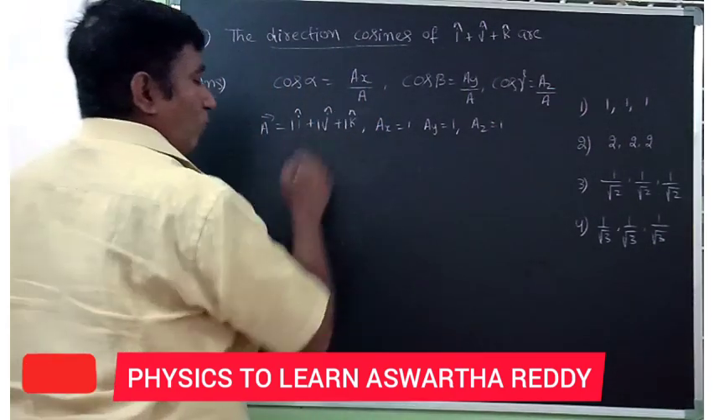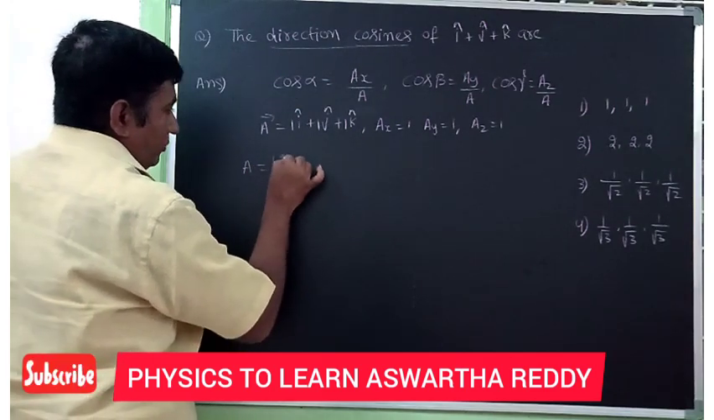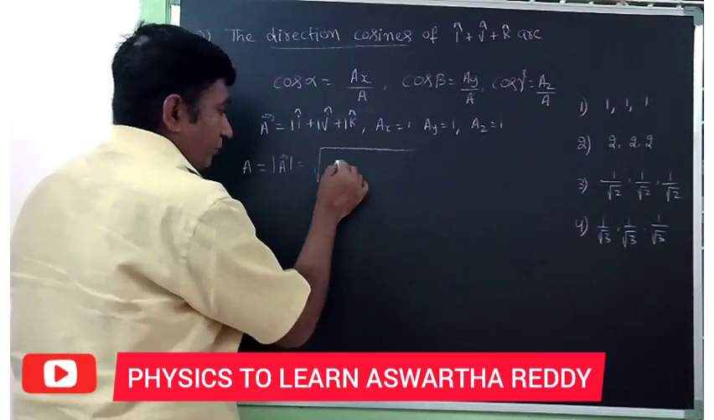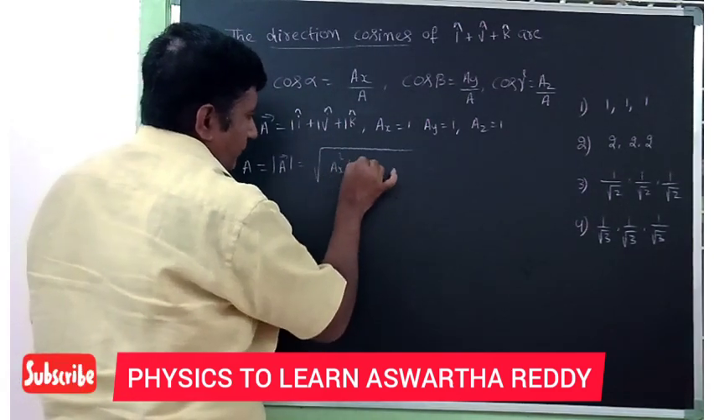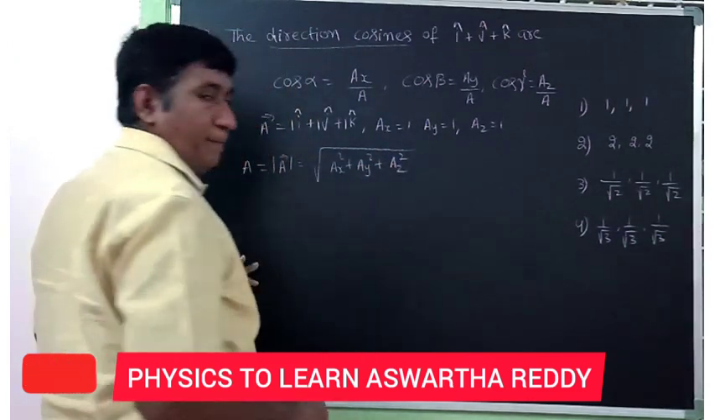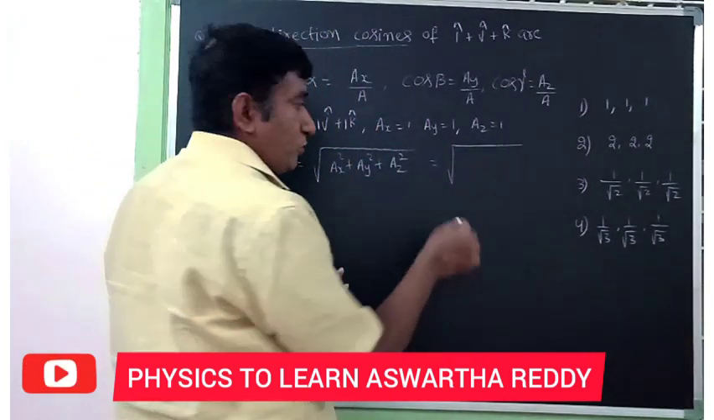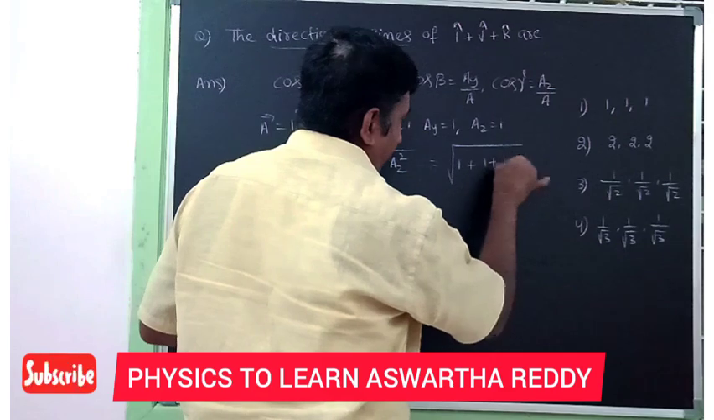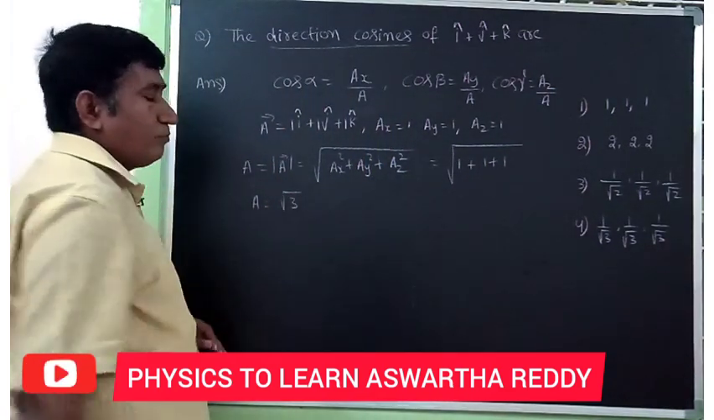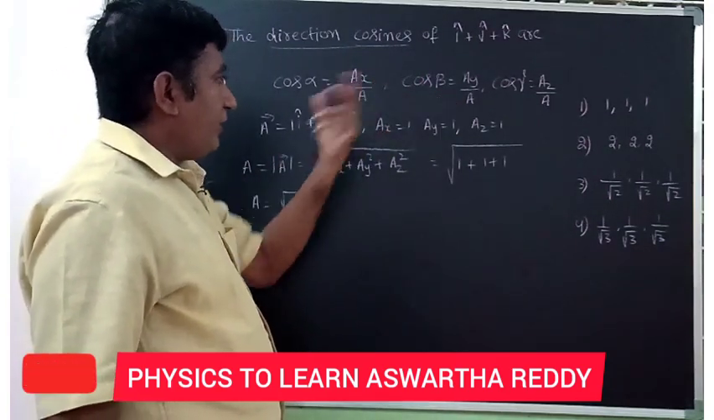Next, what does this a represent? This a is nothing but the modulus of the vector a, which is the root of ax square plus ay square plus az square. So we obtain 1 square means 1, 1 plus 1 plus 1, which is nothing but a is equal to root 3. So we have obtained ax, ay and az, and then a also.